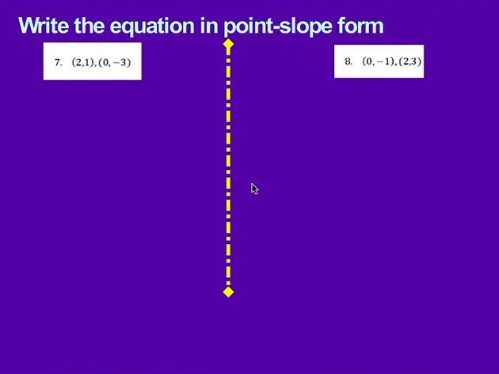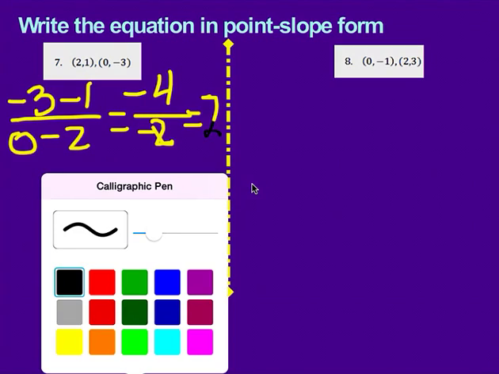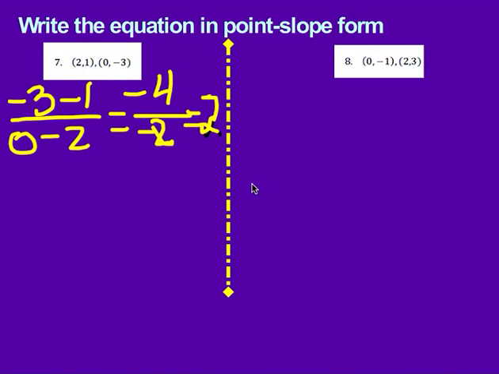So let's go ahead here and calculate out the slope. So we have y2 minus y1 over x2 minus x1. So negative 3 minus 1 is going to give me negative 4. 0 minus 2 is going to give me a negative 2. And I end up getting negative 4 divided by negative 2, which is a positive 2. So my slope is a positive 2.